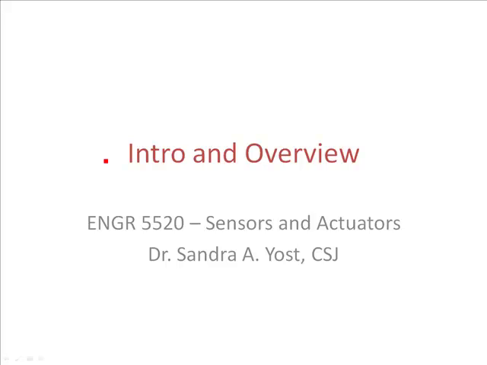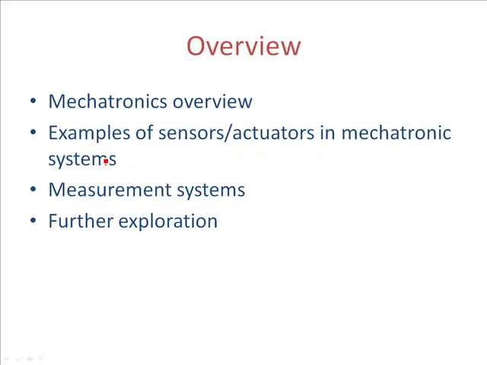So the intent for today is to provide an overview of mechatronics that will guide our discussion of sensors and actuators. So the first thing we're going to do is take a look at a mechatronics overview, again, because this provides us with the context for our study of sensors and actuators. We'll move on then to some examples of sensors and actuators in mechatronic systems, and then discuss how a measurement system is somewhat different than a mechatronic system and how it's similar. And then I'd like to point you into some directions for further exploration.